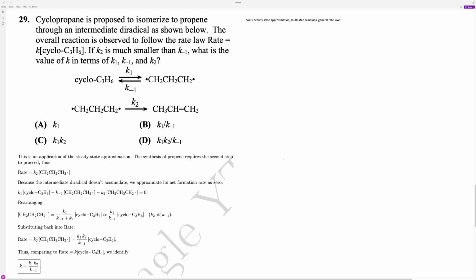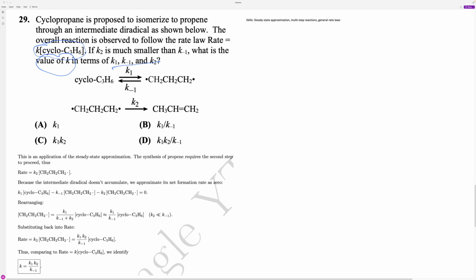So let's break down what the question is asking, because it's kind of complex to look at this initially. So it's asking us to get the rate law into this form here, and then actually solve for the value of that rate constant in terms of this here from the problem. So let's get into it.